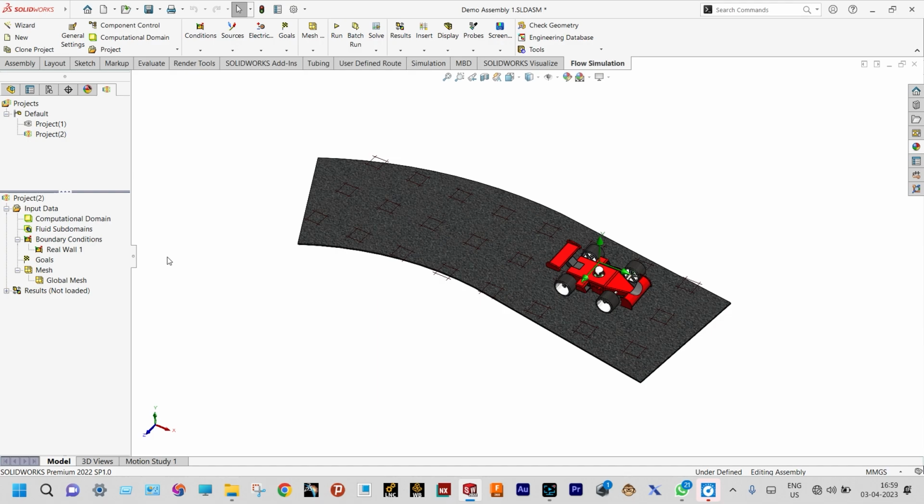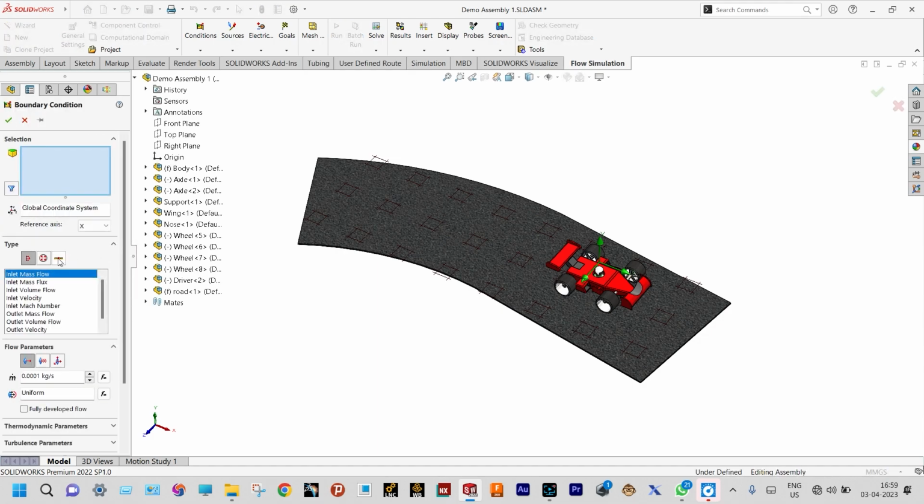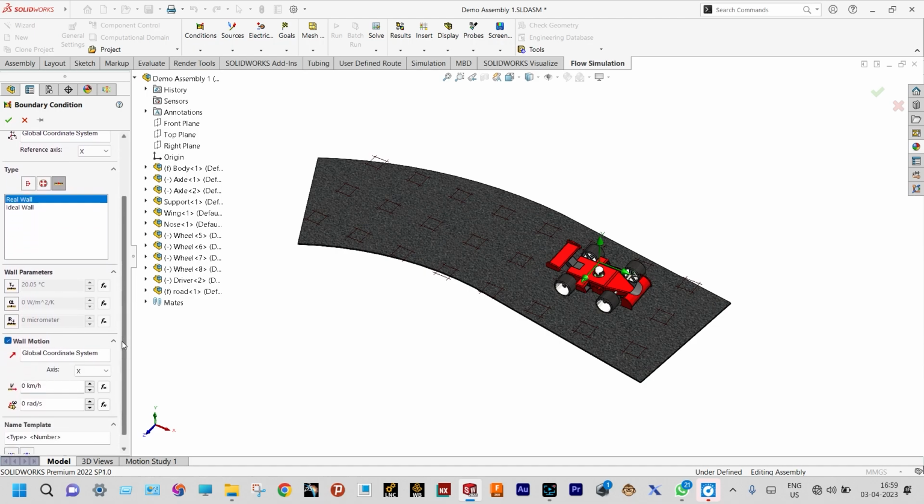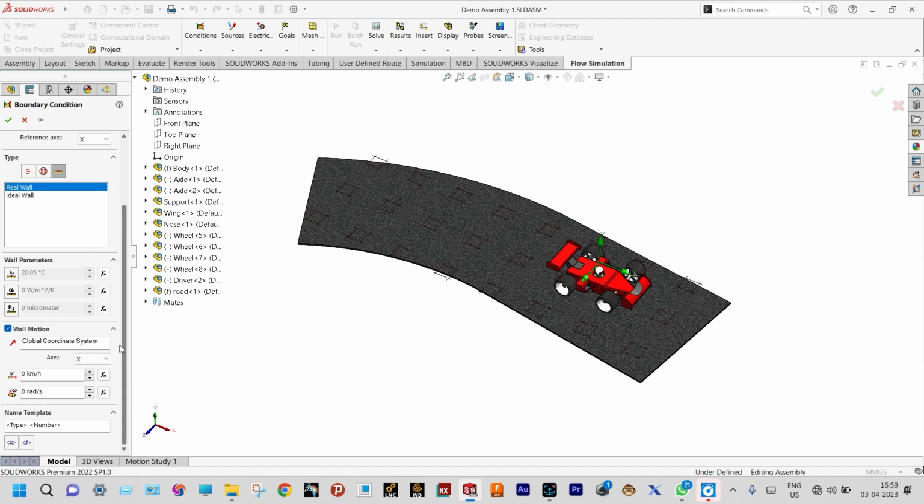Now we need to provide the velocity of the wheels. It may be either angular velocity or linear velocity. Again, insert boundary conditions, and from walls we need to select wall motion, and it will be real wall. In this case, as we told before, it will be the linear velocity of the wheels, or you can say angular velocity of the wheels, right?